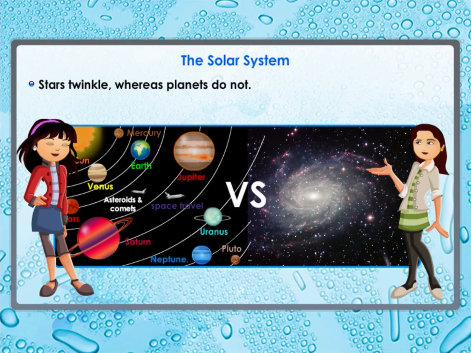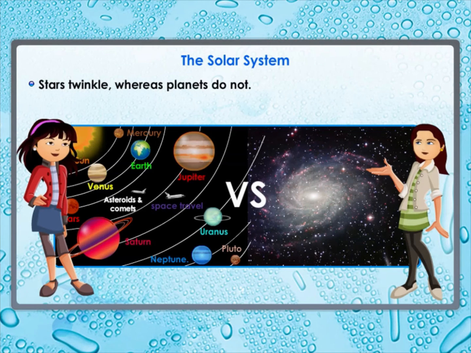The planets look like stars, but they do not have a light of their own. They merely reflect the sunlight that falls on them. The simplest method of identifying planets from stars is that stars twinkle whereas planets do not. Also, the planets keep changing their positions with respect to the stars.